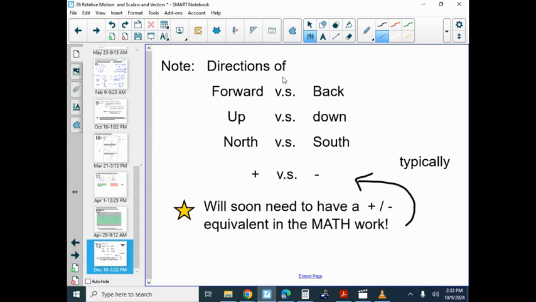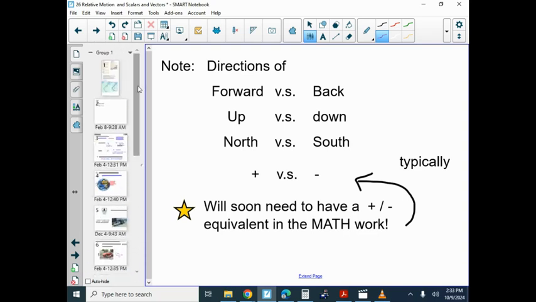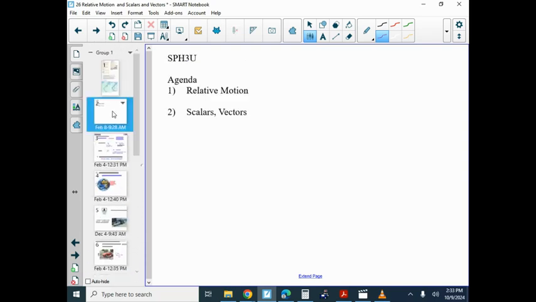With directions, forwards versus back, up versus down, north versus south, you're pretty much going to invoke positives and negatives. Maybe not yet, but pretty soon it's going to be part of our daily routine, thinking of positives and negatives as just opposite directions. Okay, so that's it for this lesson, relative motion and scalars and vectors and so on.